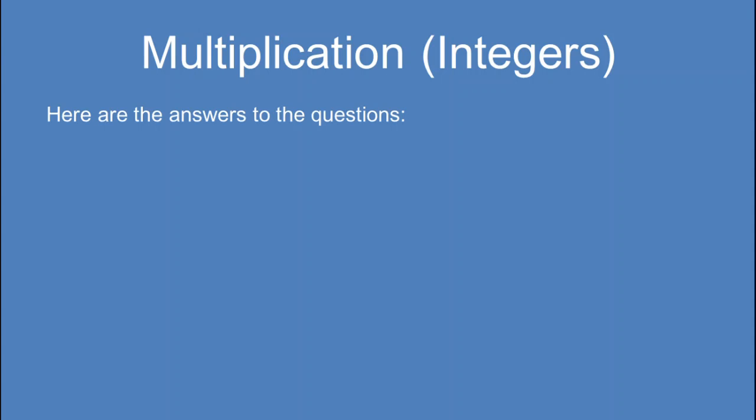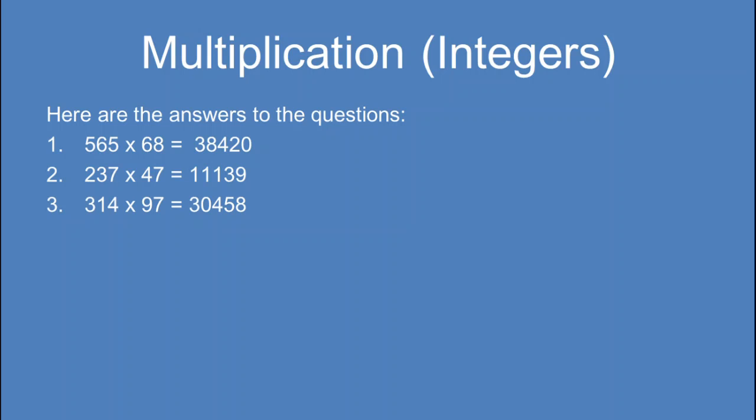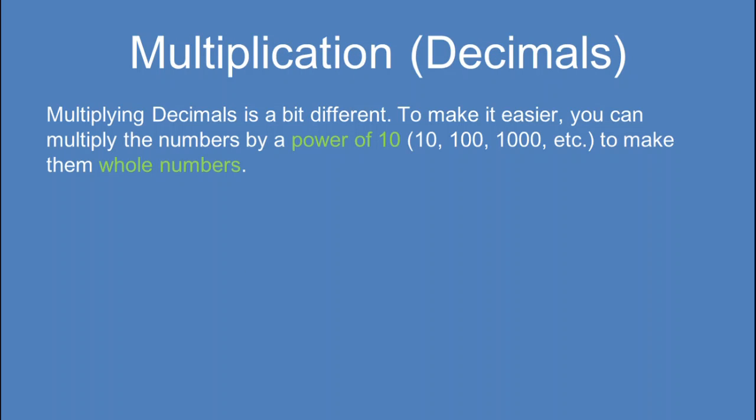Question 1, 38,420. Question 2, 11,139. Question 3, 30,458. Question 4, 6,572. Question 5, 41,832. Multiplying decimals is a bit different.